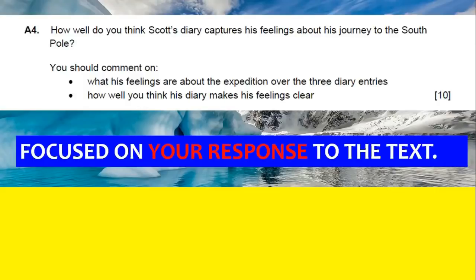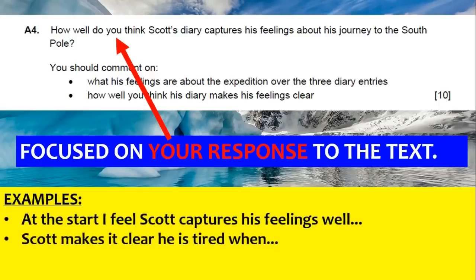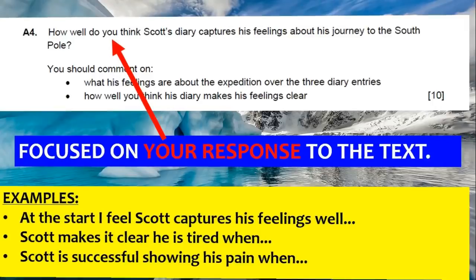However, generally you're probably going to say the writer does things well, rather than spend all your time saying you think they were rubbish. Okay, so your response. An example would be, at the start I feel Scott captures his feelings well. Scott makes it clear he is tired when. Scott is successful showing his pain when. So obviously then we're going to talk about the quotes, but these sentence starters are really going to help us.